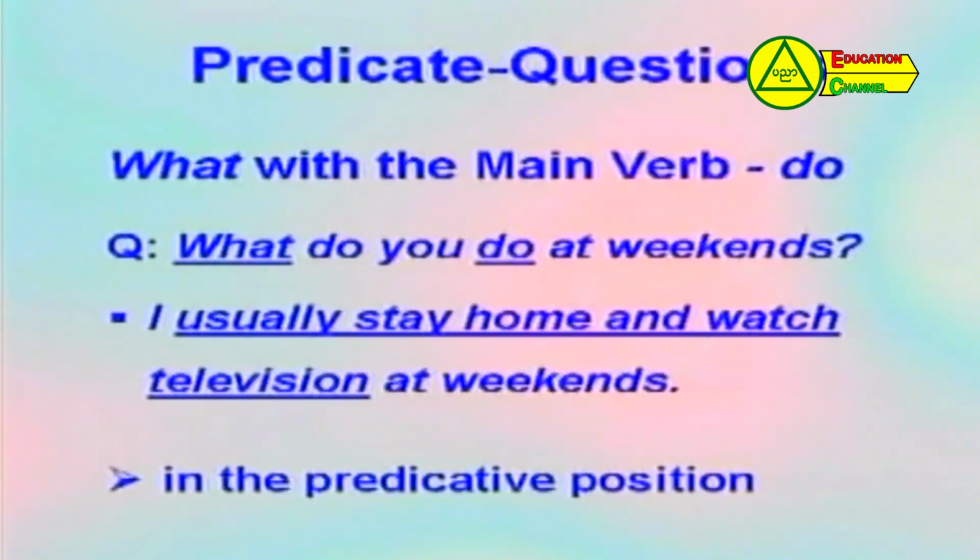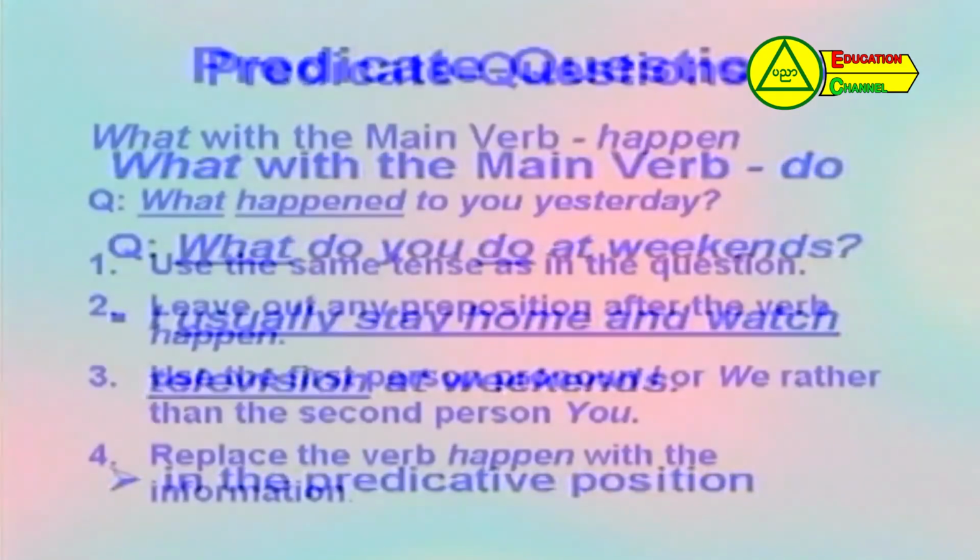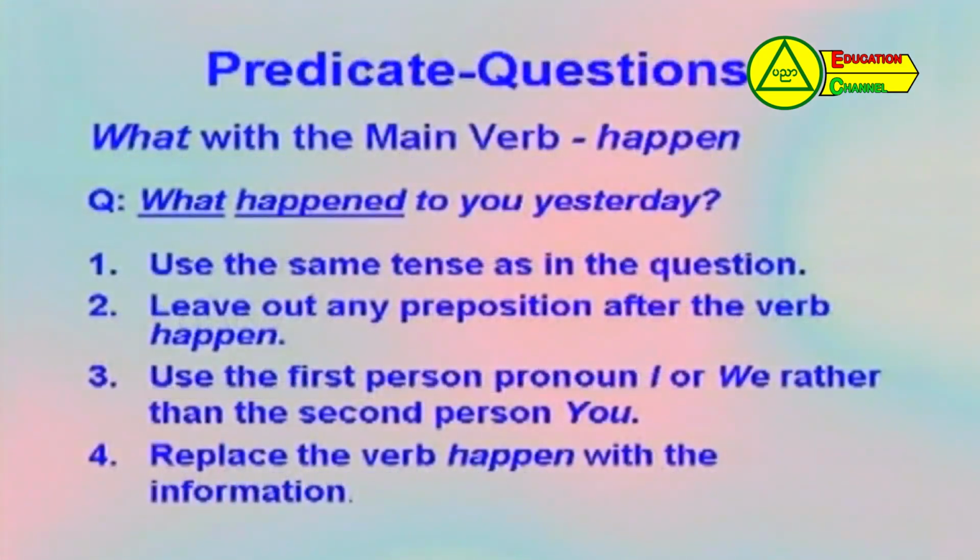Where is the information placed? It is in the predicative position. Let me give you another example with the main verb happen. What happened to you yesterday? When you answer such kind of question, you must pay attention to 4 points.